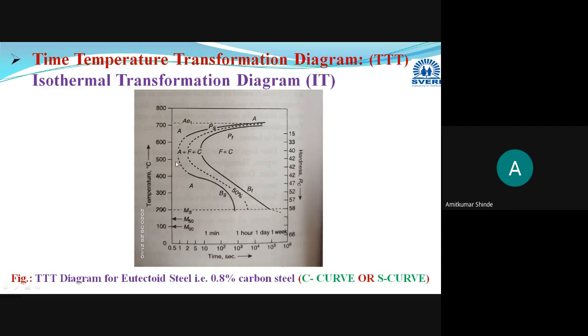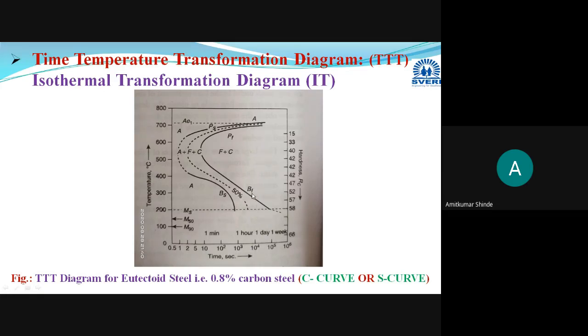Now, where is this diagram useful for you? From here you will get the idea of which phases will be there for particular temperature and time conditions. Depending on that, you can select the cooling rate according to the desired phases. Suppose you want martensite, then you can select the desired cooling rate. If you want bainite, then you can select the desired cooling rate.